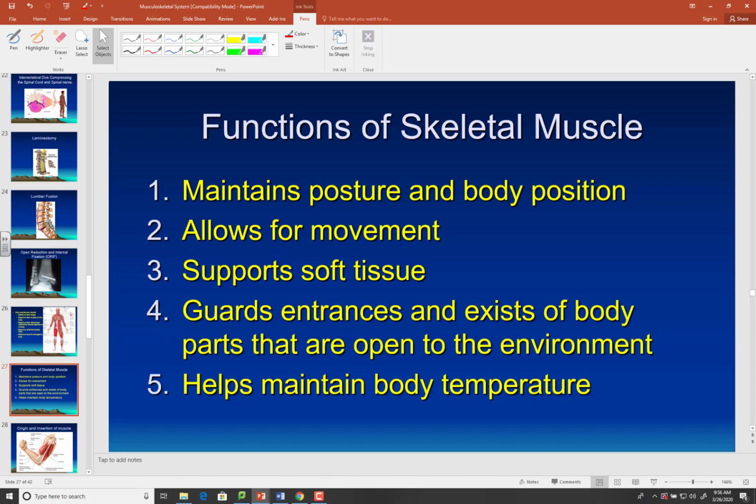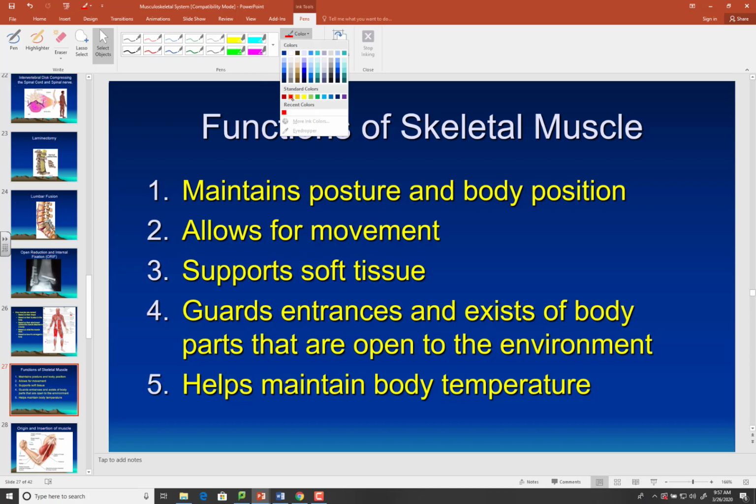It also guards entrances and exits of the body to the environment, right? Your orbicularis oris, right? You can close your mouth so mosquitoes don't get in there. And then it also helps maintain core body temperature by producing heat. Remember, contracting muscles produce heat.